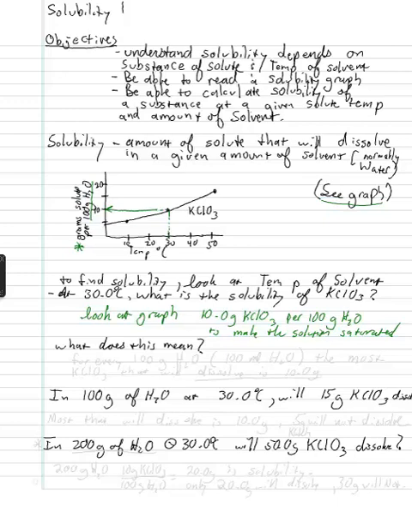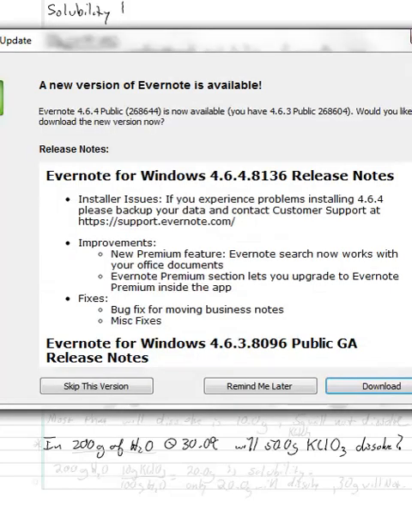So what does this mean? For every 100 grams of water, and remember, that means for 100 milliliters as well, since the density of water is 1, the most KClO3 that will dissolve is 10 grams.